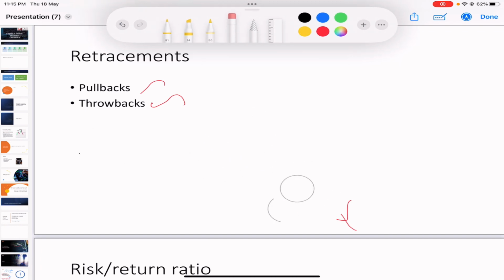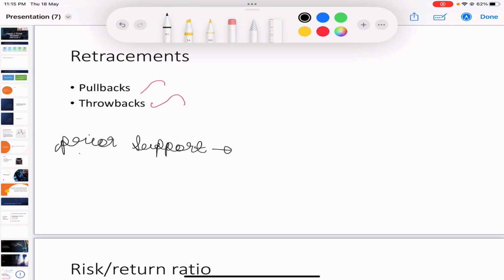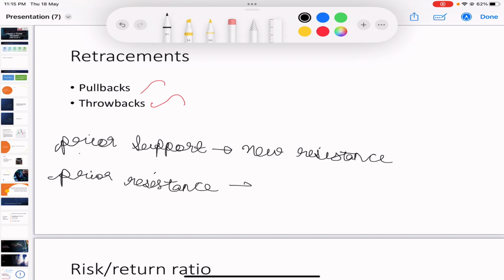Also always remember that once a support is broken, it becomes a resistance, and once a resistance is broken, it becomes a support. You can write it down. Prior support is new resistance. When I say prior support, I am talking about the support which has been broken, and prior resistance, once a resistance is broken, it becomes a support. It becomes a new support.